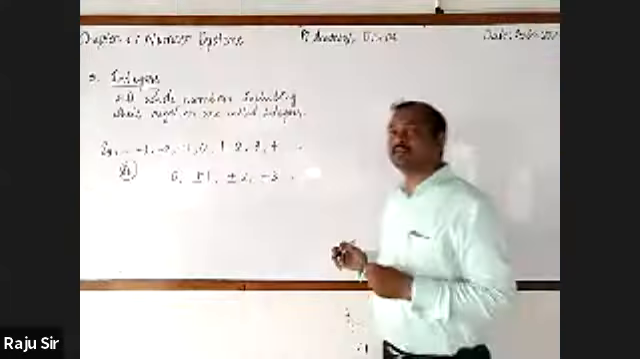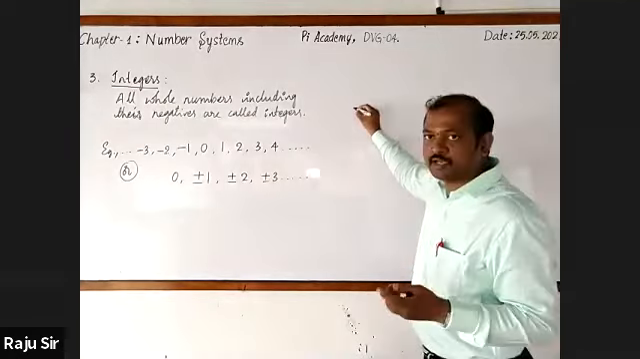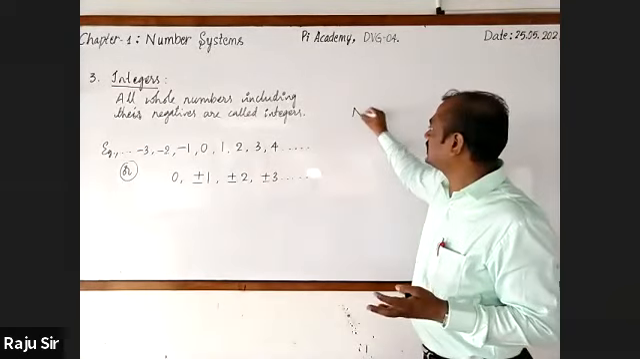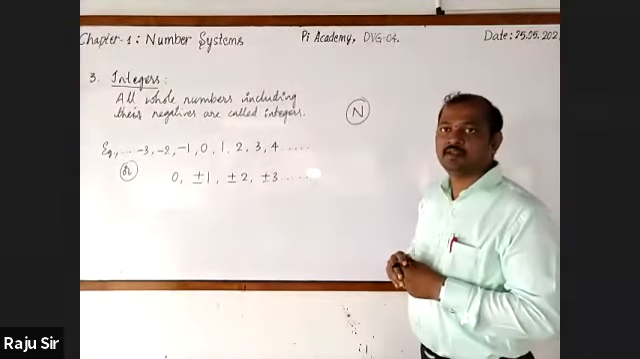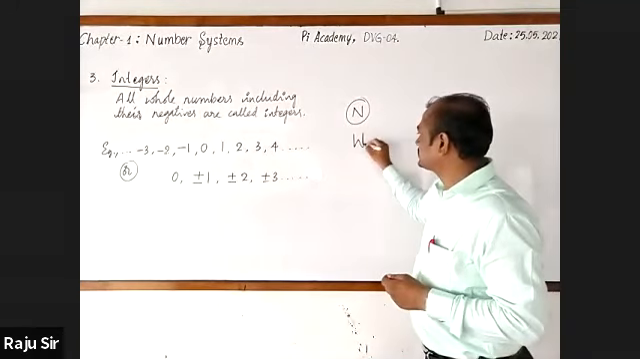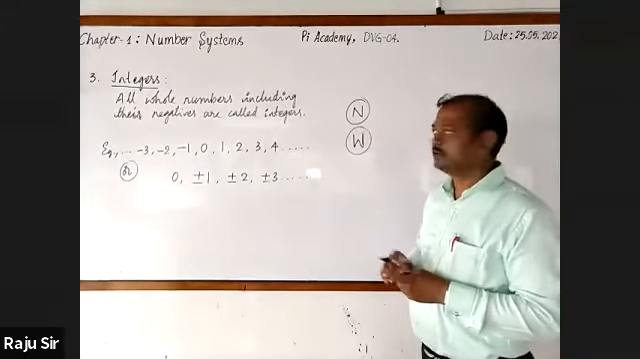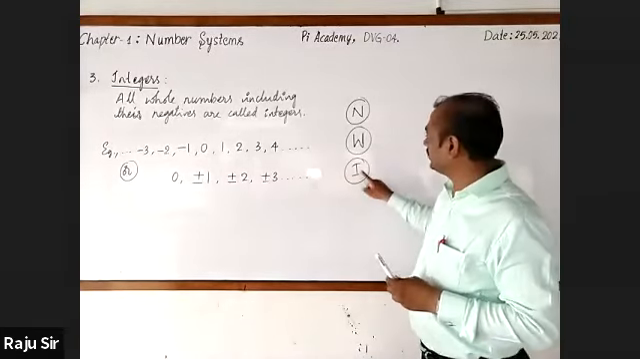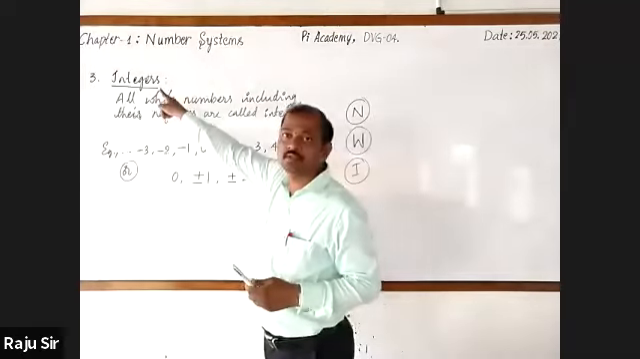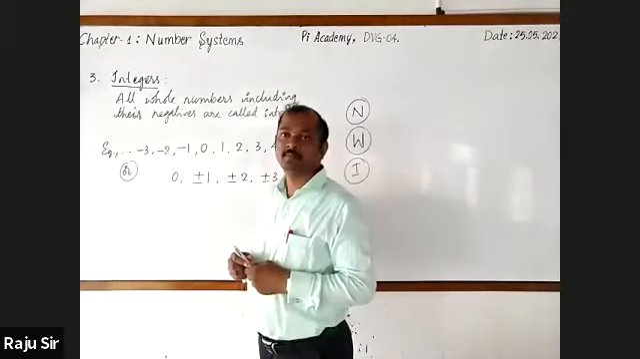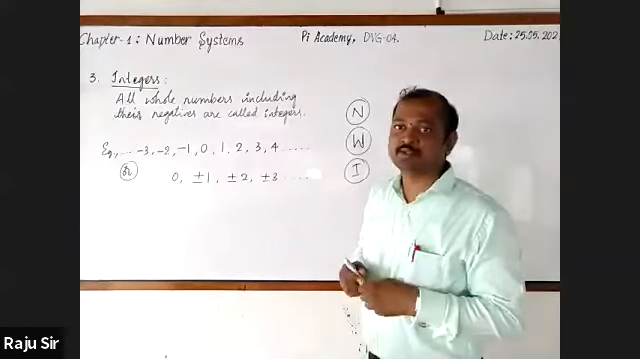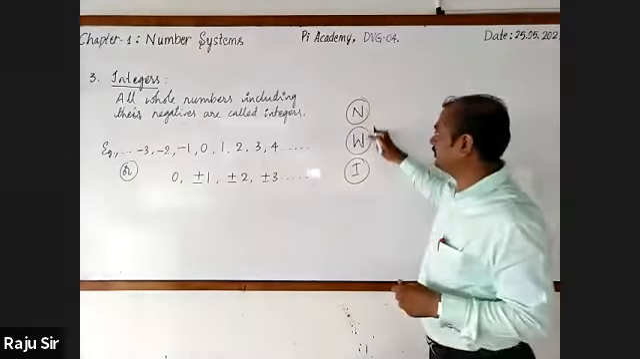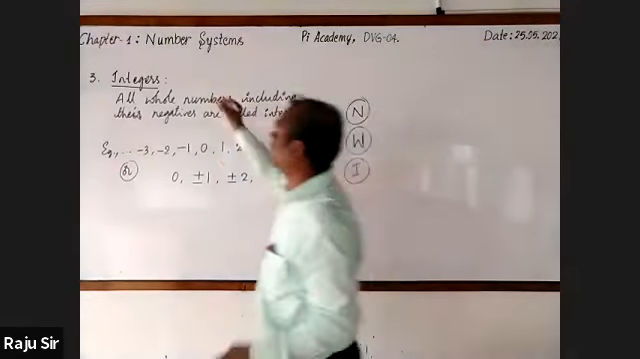Dear students, see the word natural number starts with the letter N. Whole numbers start with the letter W. Integers start with the letter I. Can we use the letter I to denote the collection of integers? Yes, sir, I will be used. Natural number N, whole number W, integers I.